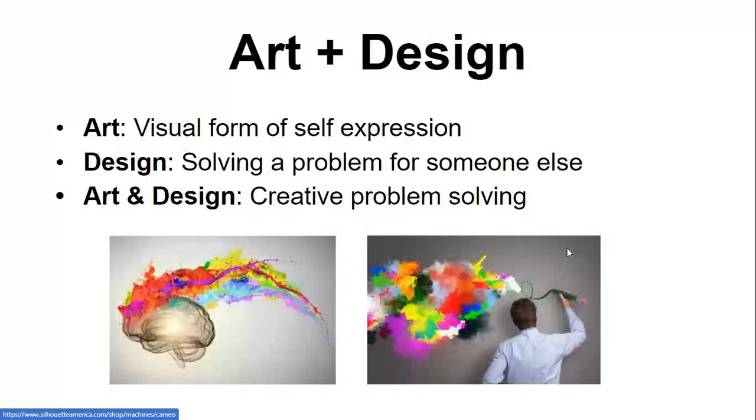First, let's talk about art and design. Art is the visual form of self-expression. It's usually when somebody independently or on their own expresses themselves with creativity, by telling a story, and evoking emotion. Design is problem solving. It's usually collaborative, and it's when you try to fix something or make something better.